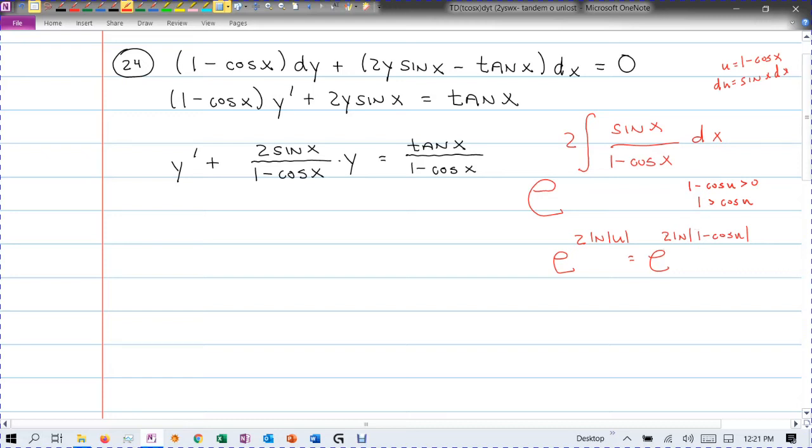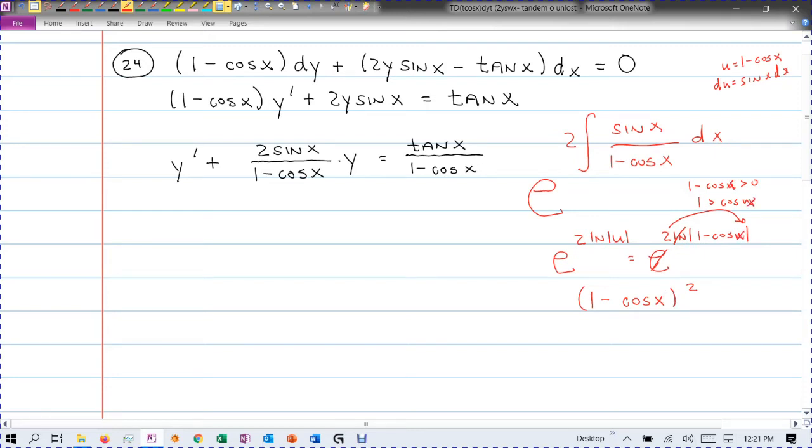Let me go ahead and bring the 2 up and then wipe out the e in natural log. So we're just going to get 1 minus cosine x, that quantity squared. Sorry, cosine x. I don't know why I put u there. No idea. That should be x, that should be x, that should be x.